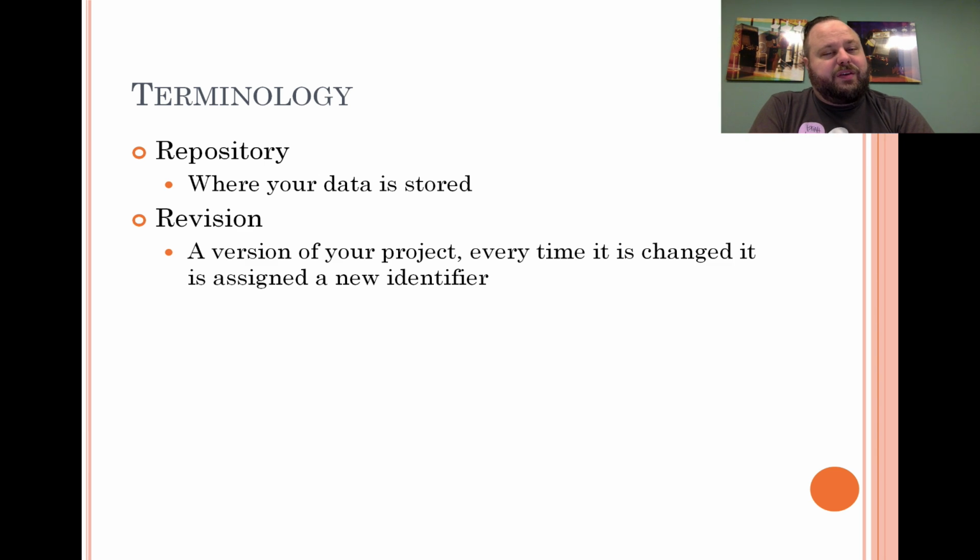We have the term revision. So basically, it's a copy or a version of your project, and every time it's changed, that's a new revision. It gets a new identifier. Sometimes it's dates, sometimes it's a version number, so a count. So you've seen these before.